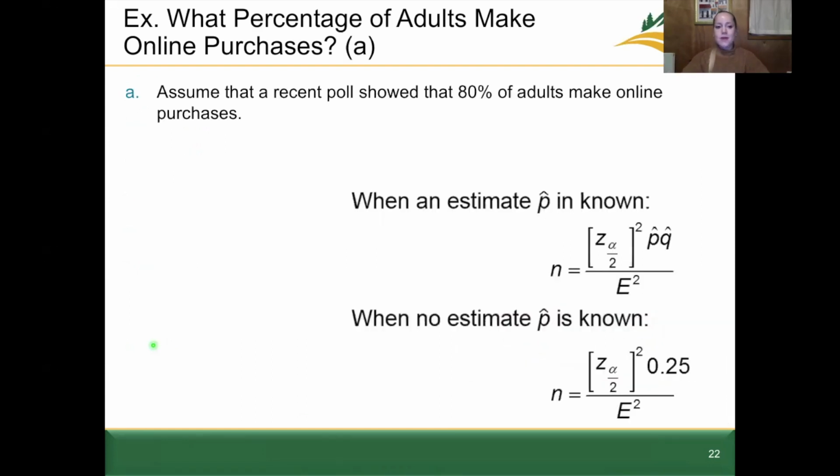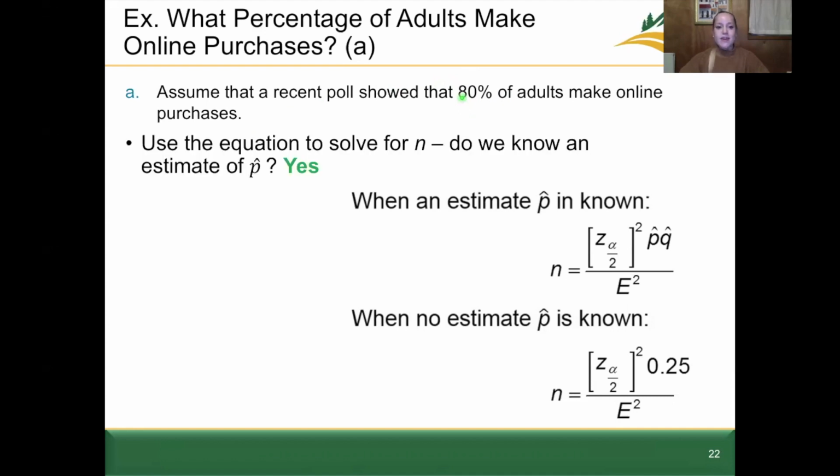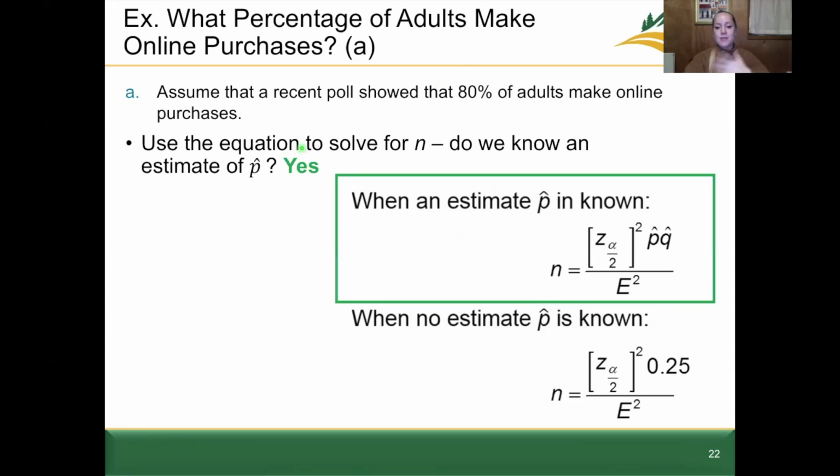Again, the question for part A: assume that a recent poll showed that 80% of adults make online purchases. We know from the last slide, we take this 80%, that's considered our p-hat value. So 0.8 is our p-hat value. Then we ask ourselves, which equation do we use? Do we know an estimate of p-hat? Well, for part A, yes, we do know an estimate of p-hat. That means we use this version of the formula.